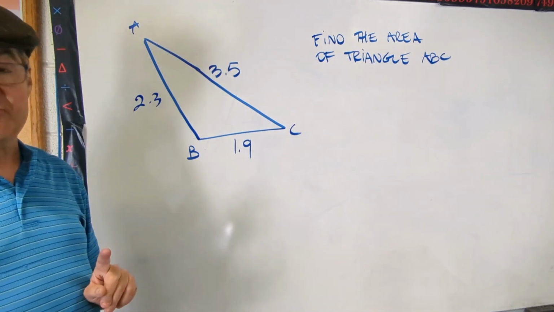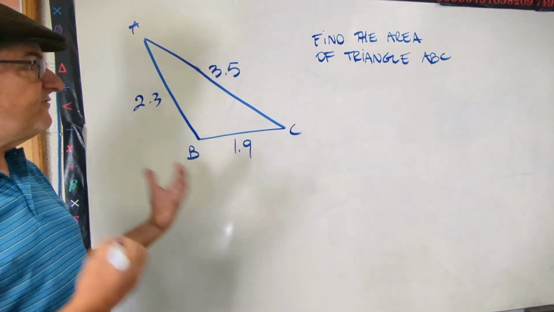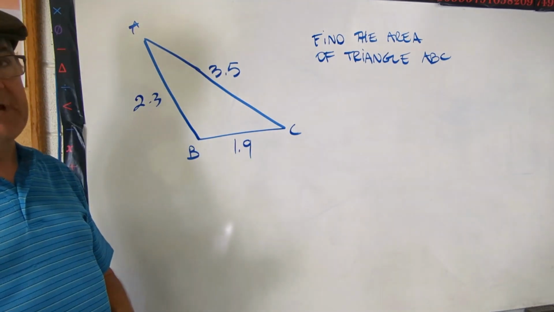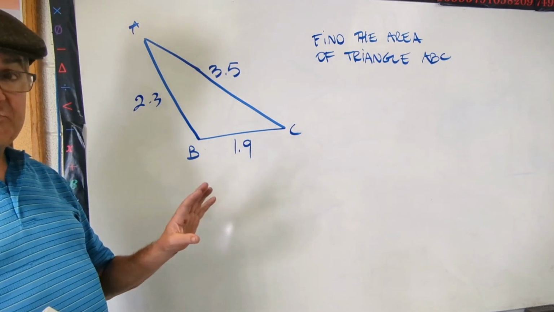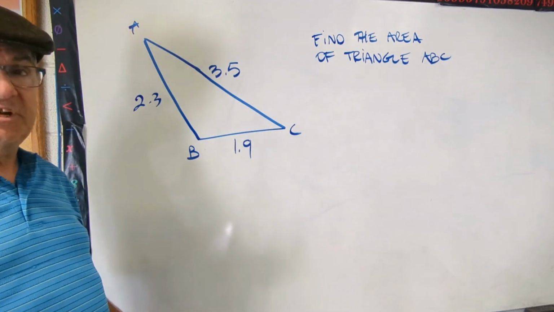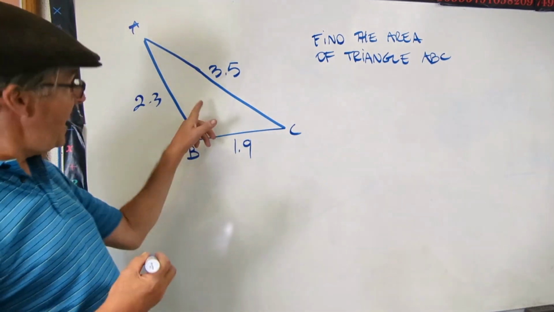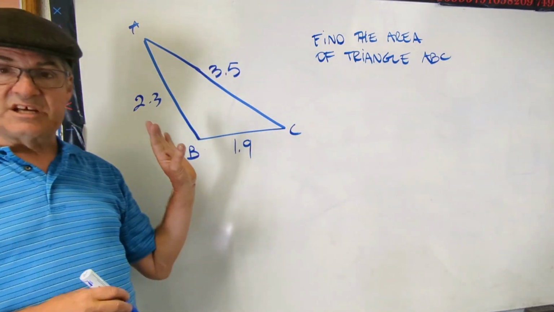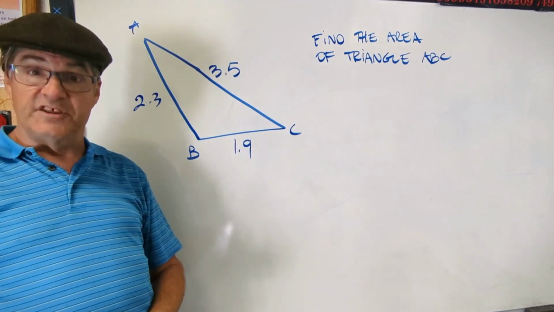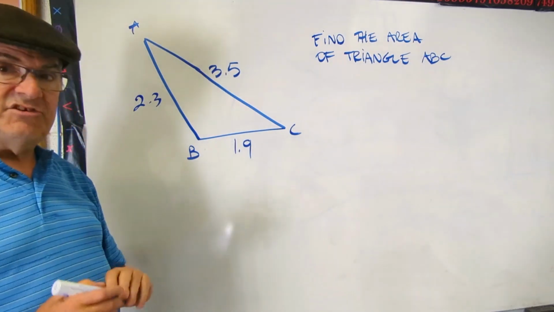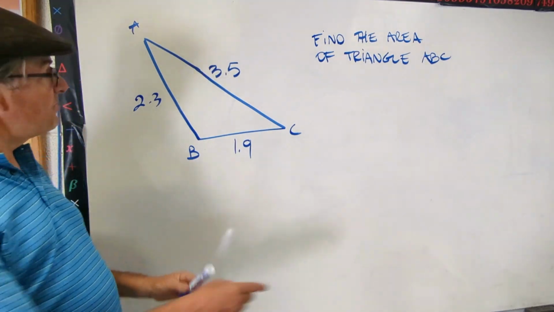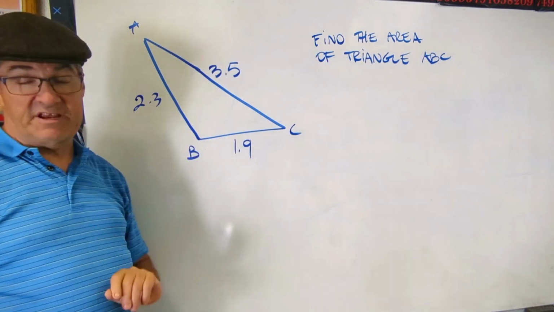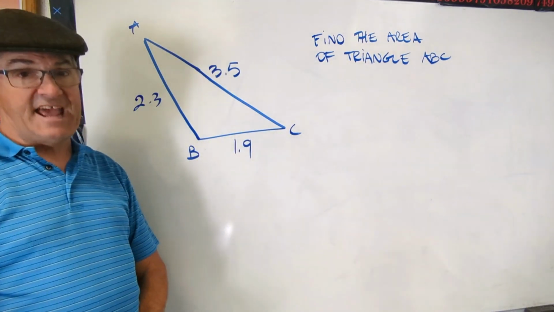So this is where the cosine rule comes in. I need to find an angle in this triangle. And this I can use the cosine rule for. So what I'm going to do, 2 steps. First, I'm going to use the cosine rule to find an angle in this triangle. And then I'm going to use that angle with 2 of the sides to find the area of the triangle. So what I'd like you to do is pause the video, pick an angle that you want to find. It could be any one of the 3. And go ahead and find that angle.